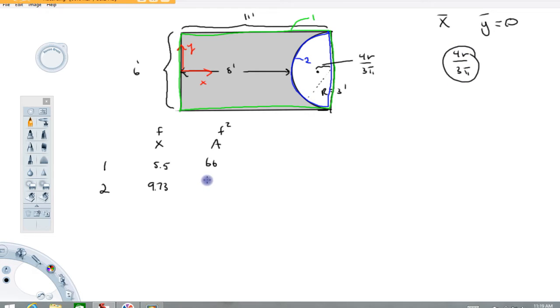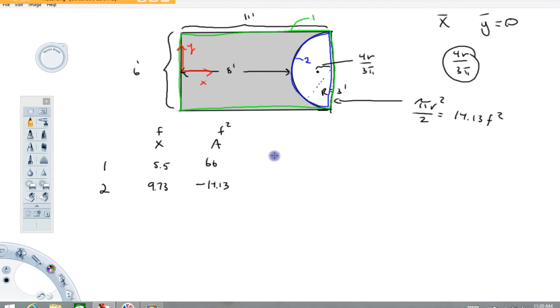Now we're going to calculate the area. Pi r squared is the area of a whole circle, and I'm going to cut that in half because we're looking at half a circle. I get 14.13 square feet. The way we take into account the fact that this piece isn't actually there is to use a negative area, so this is minus 14.13 square feet.